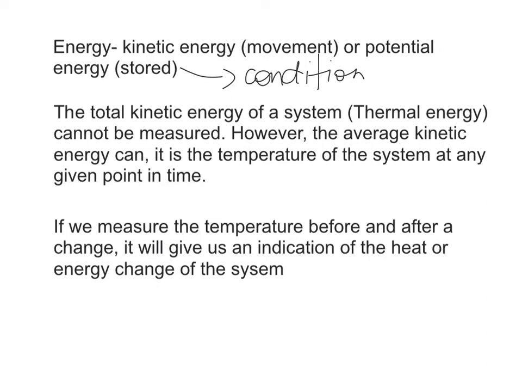The total kinetic energy of a system, though, which we call thermal energy, cannot be measured. But we can measure the average kinetic energy, and this is called the temperature. So if we take the temperature of a system at any given time, we are measuring the average kinetic energy of the particles. If we measure the temperature before and after a change, a chemical change or a physical change, it'll give us an indication of the heat or energy change of the system.